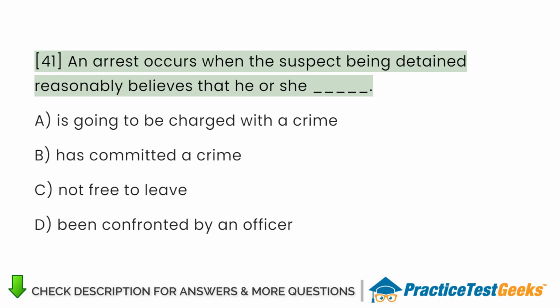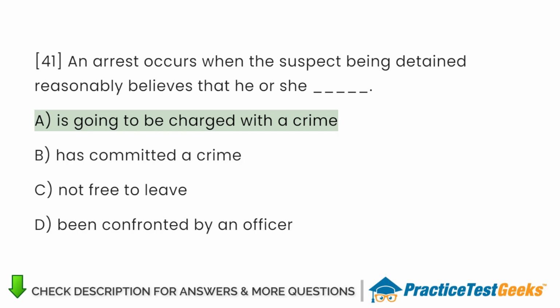An arrest occurs when the suspect being detained reasonably believes that he or she A. Is going to be charged with a crime. B. Has committed a crime. C. Not free to leave. D. Been confronted by an officer.